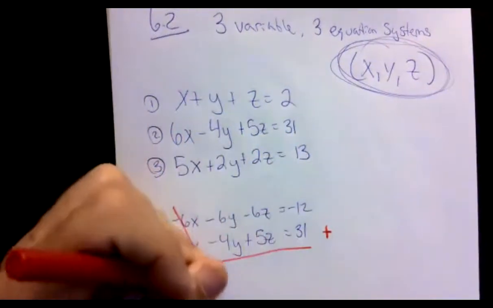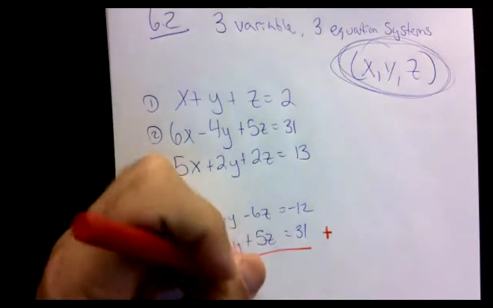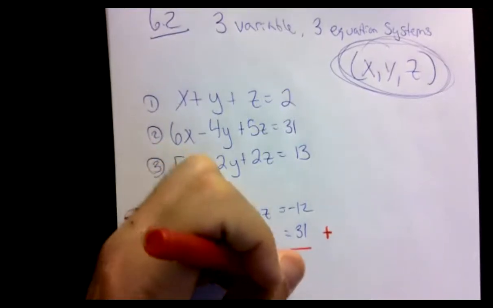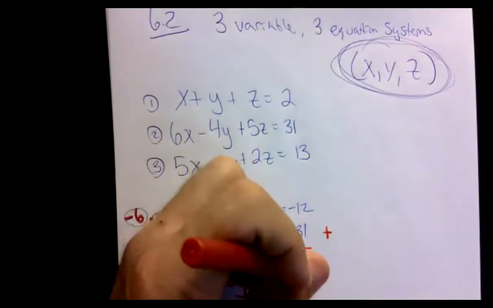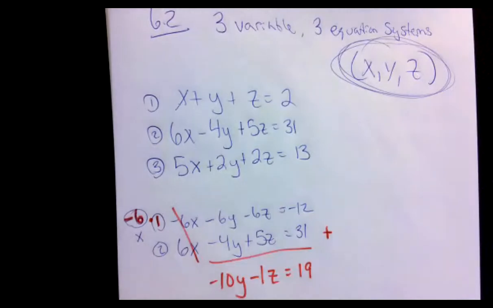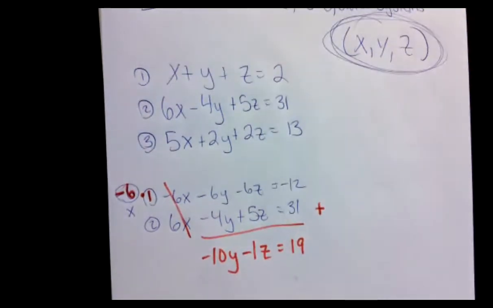So I'm left with negative 10y, negative 1z equals 19. All right, that's step 1.